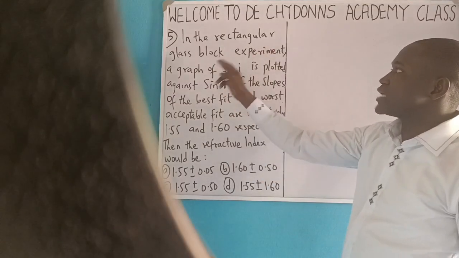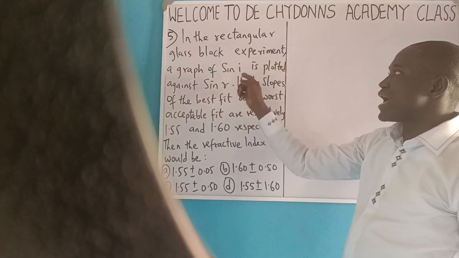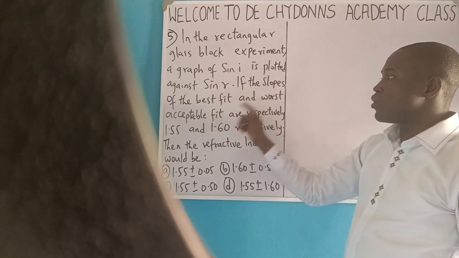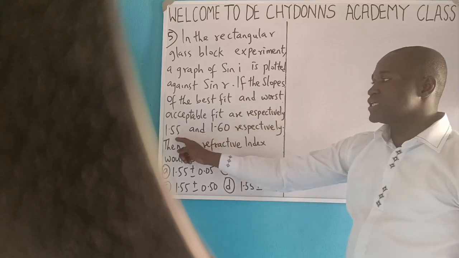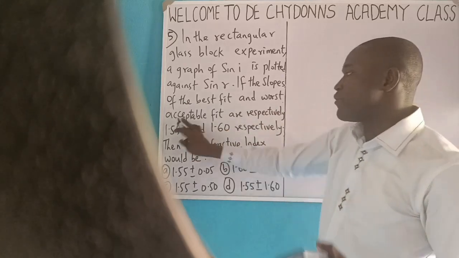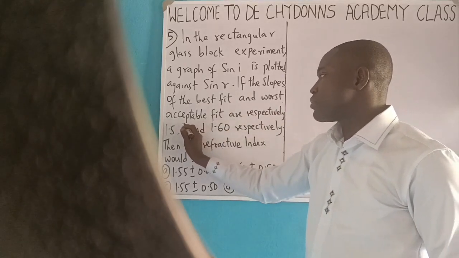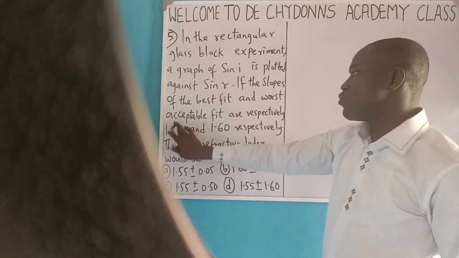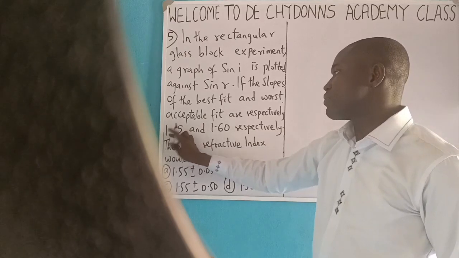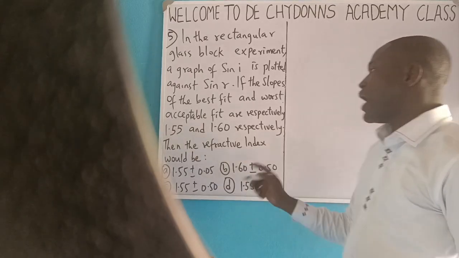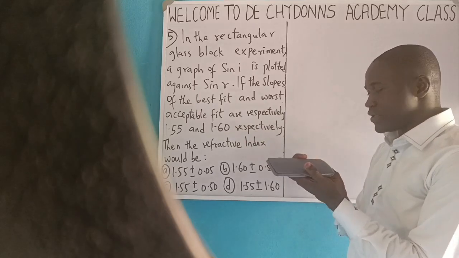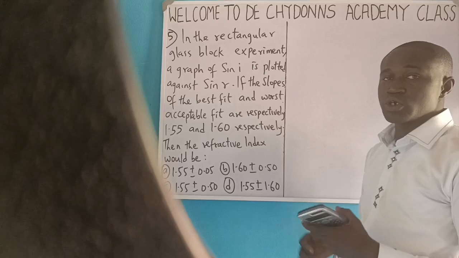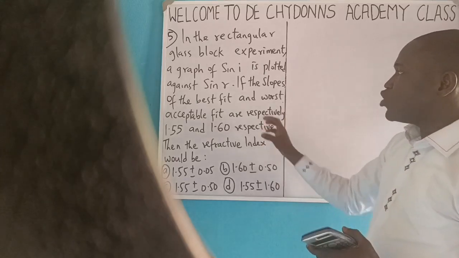In the rectangular glass block experiment, a graph of sine i is plotted against sine r. If the slopes of the best fit and worst acceptable fit are respectively 1.55 and 1.60, then the refractive index will be what? And we are given options. How do you solve this question?